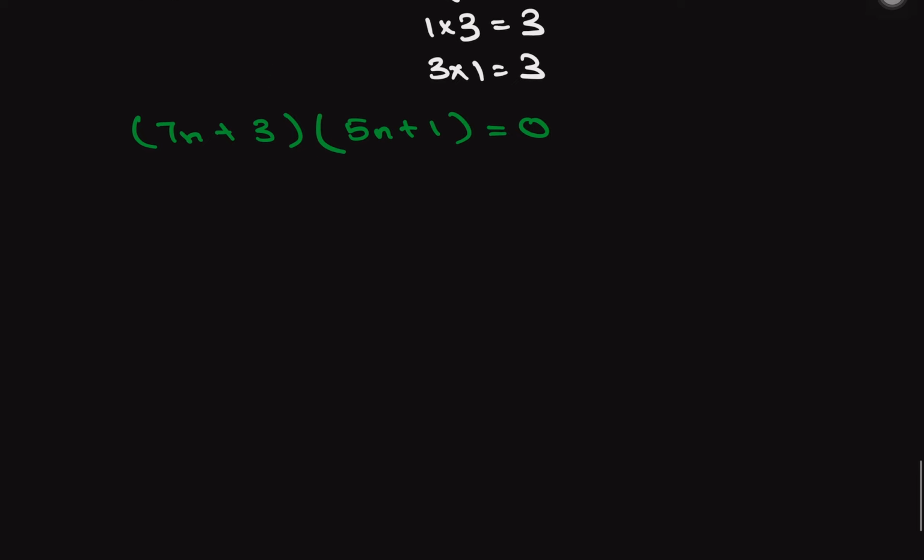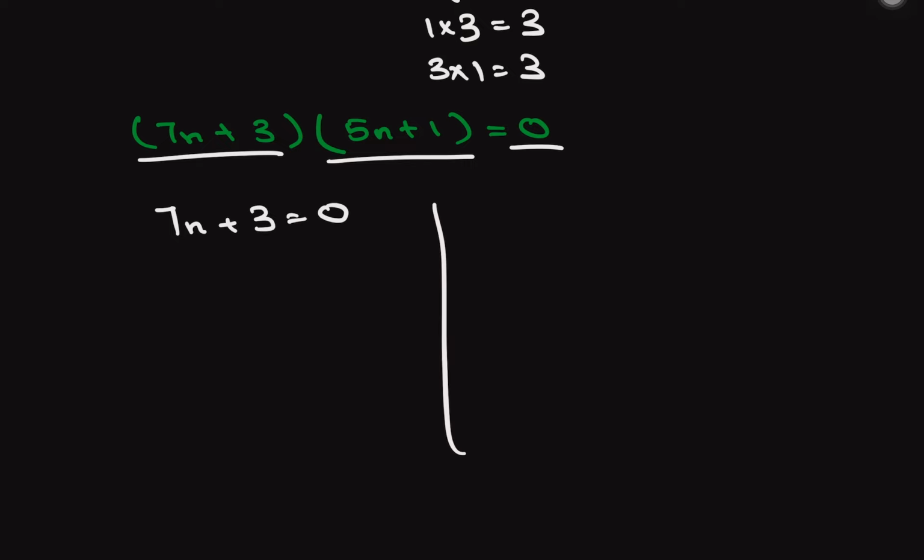Now, this is the factorized form of this equation. And to solve for the n value, we can equate them. Firstly, we can write 7n plus 3 equals to 0, and 5n plus 1 equals to 0.